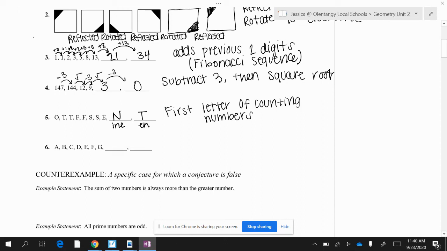And then this next one, A, B, C, D, E, F, G. This one is the alphabet. So then H and I there.